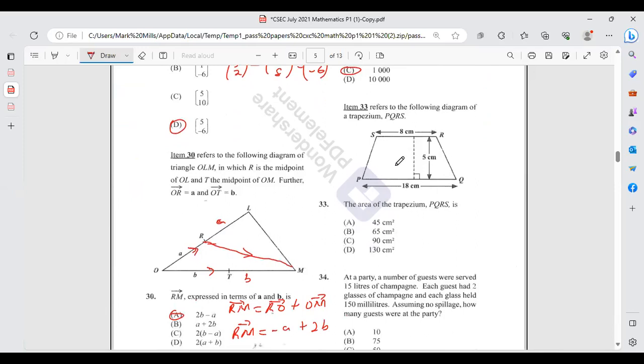The area of the trapezium is half times open bracket A plus B times the height. So it'll be half times A, which will be 18 plus 8, times the height, which is 5. So this gives me half times 26 times 5. 2 goes into 26 thirteen times. 13 times 5, what do we get? 65. You get 65 here.